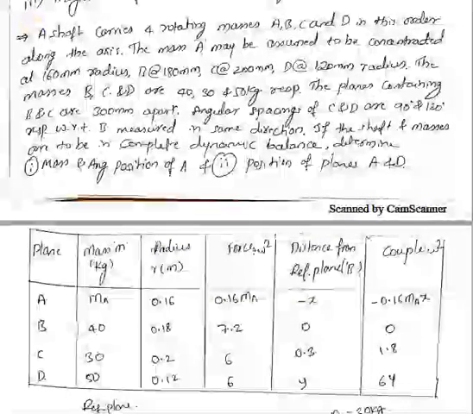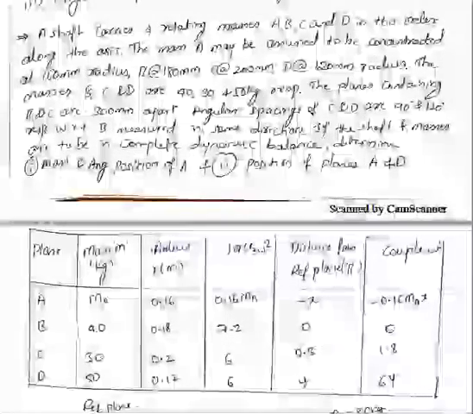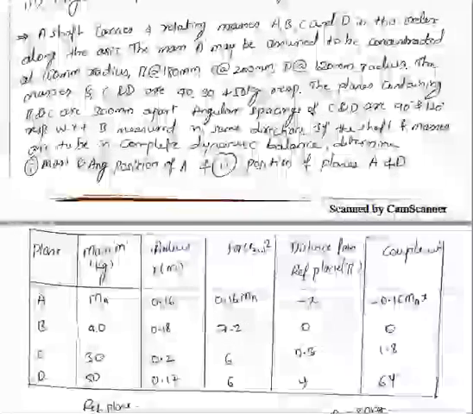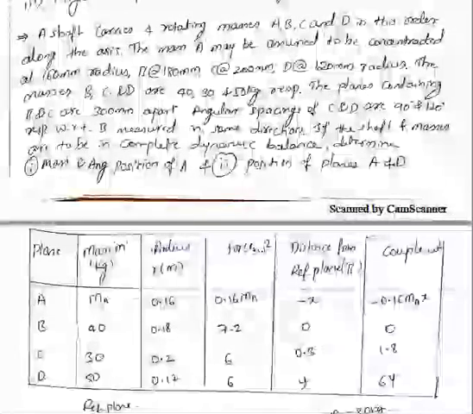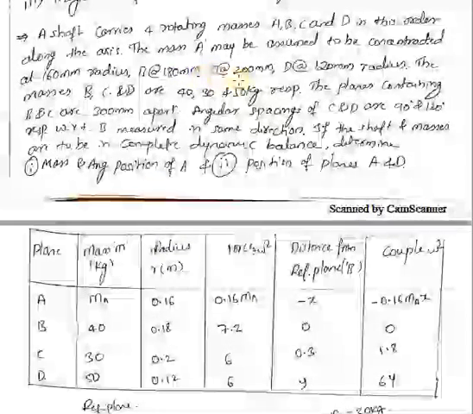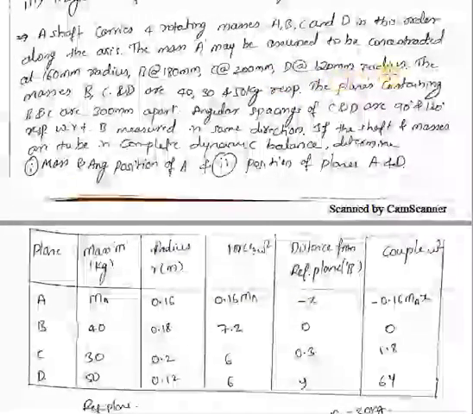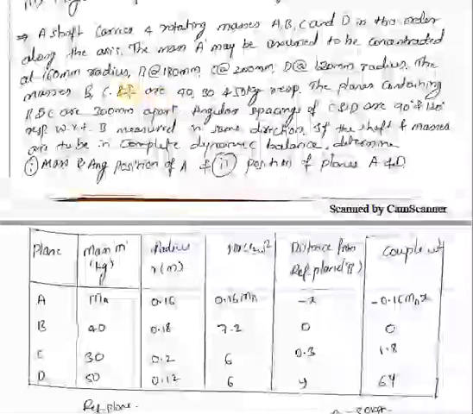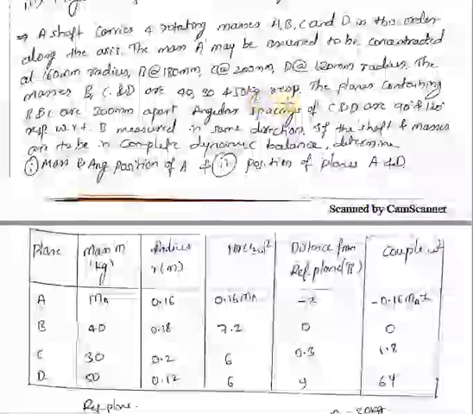The next problem statement is: a shaft carries 4 rotating masses A, B, C and D in this order along the axis. The mass A may be assumed to be concentrated at 160 mm radius, B at 180 mm, C at 200 mm, D at 120 mm radius. The masses B, C and D are 40, 30 and 50 kg respectively.